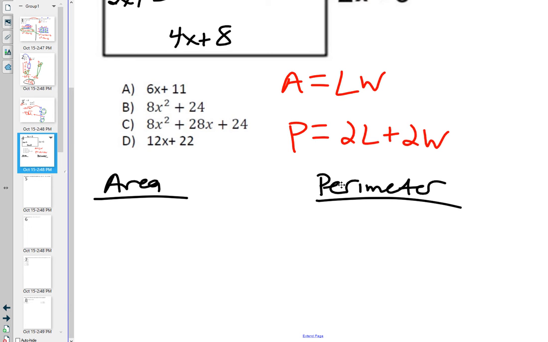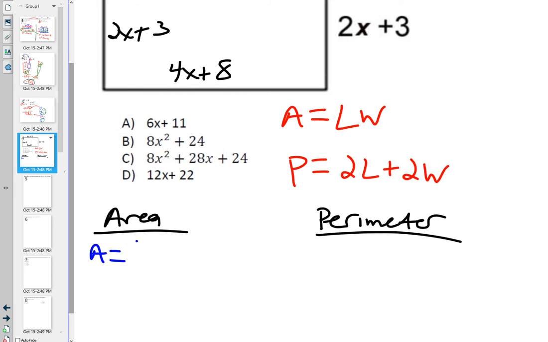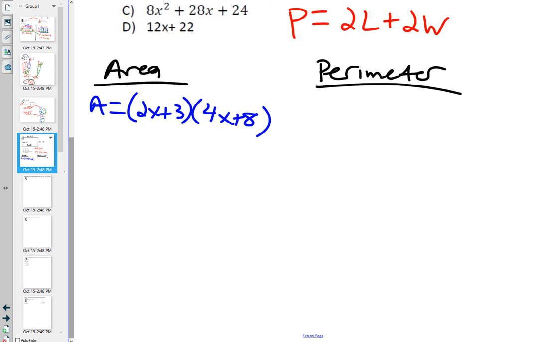Okay, so let's find area. How would I find the area here? Alright, so 2x plus 3 times 4x plus 8. Meaning, what method am I gonna use? Foil. Good. So I'll speed this up. We already did this today. So area is 4x squared plus 16x plus 12x plus 24.